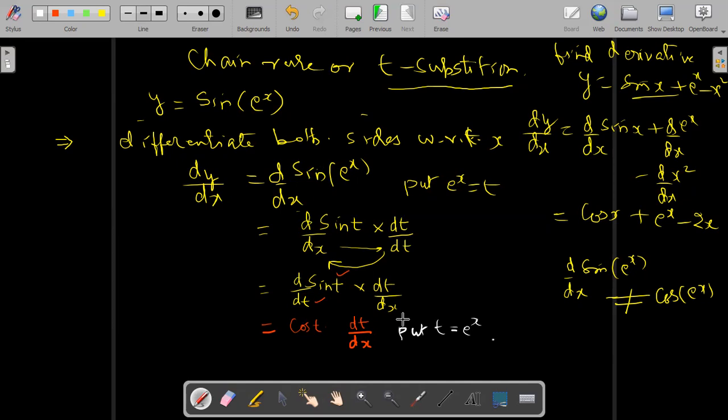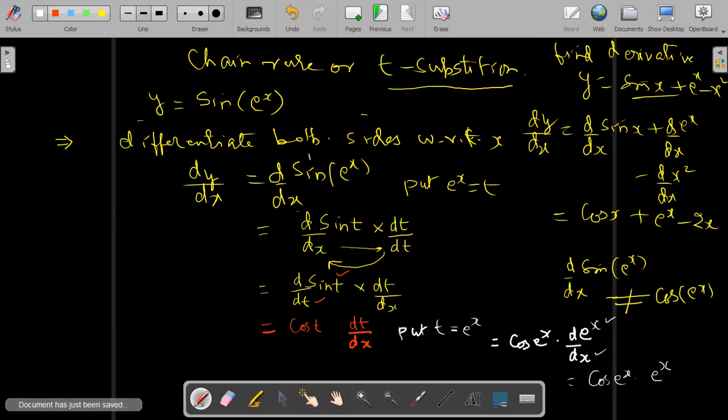So this will become equal to cos e to the power x and d by dx of e to the power x. Now you can see that e to the power x is a function of x. It can be differentiated with respect to x. This is also x, this is also x. So the differential of e to the power x is e to the power x. So we get the answer cos e to the power x into e to the power x. This is our answer.